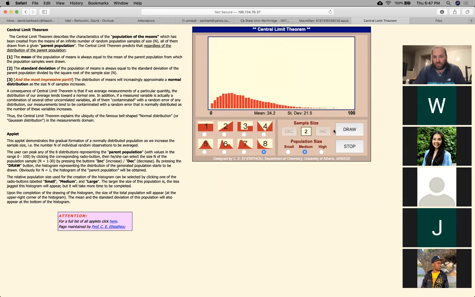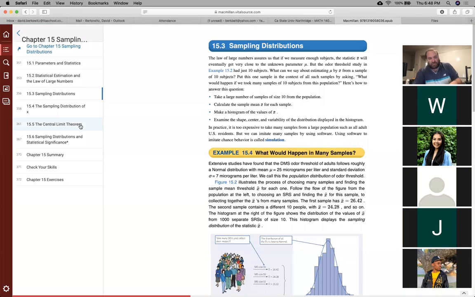Even starting with something like this, very, very right skewed, you do 2 at a time. You do 3 at a time. Still got some right skewness there. You get to 5, still right skewed. You get to 8, let's say, even by 8, it's already looking normal. Okay, so the central limit theorem says that as the sample size increases, the sample distribution shape looks more and more normal.